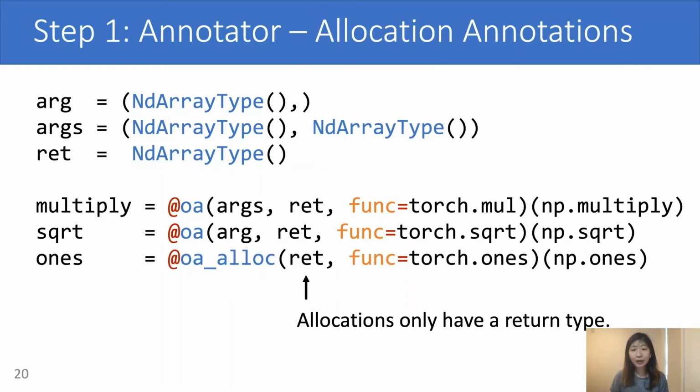The annotator can also annotate allocation functions. Allocation annotations are later used by the runtime to optimize data transfers, since data transfers can take a lot of time. Note that allocation functions only have a return type.